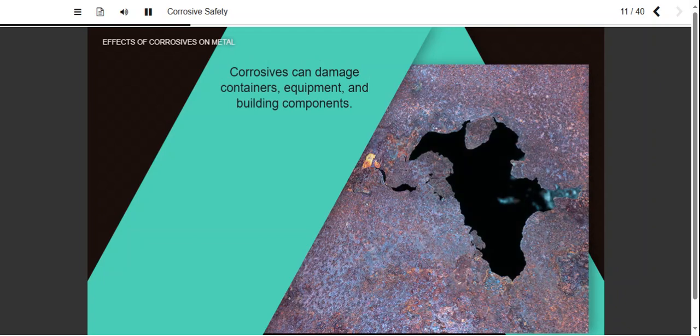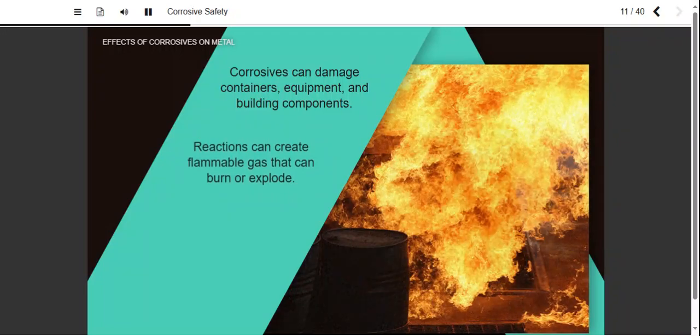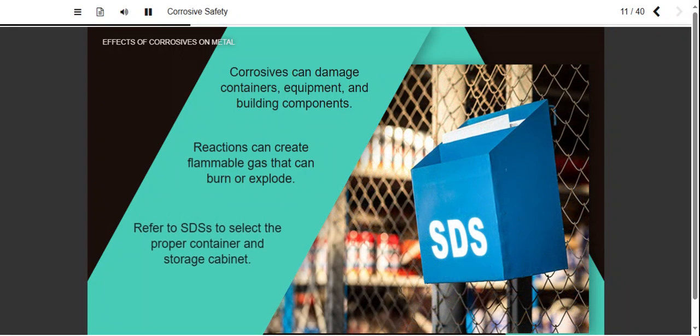Corrosives can damage containers, equipment, and building components. When acids react to metals, hydrogen gas is often given off. This is a flammable gas which can burn or explode if an ignition source is present. To prevent unexpected reactions, refer to safety data sheets before choosing which chemical containers and storage cabinets you use to store corrosives.